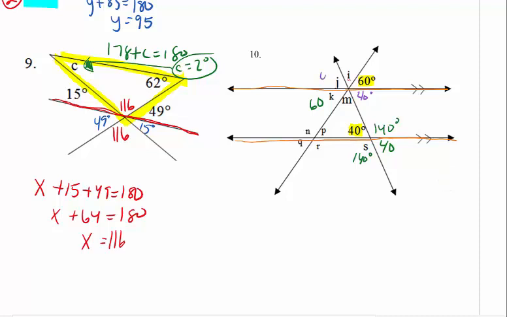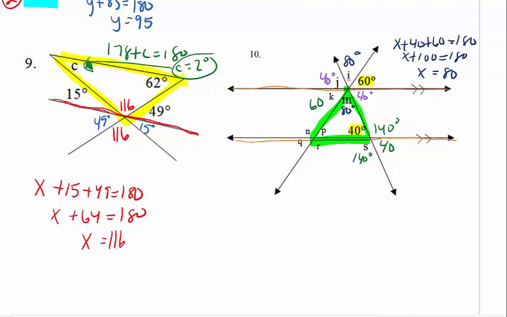So now I can go ahead and say that this is 40 degrees. And now that top orange line is a straight line. So that means 40 plus 60. So I have x plus 40 plus 60 equals 180. x plus 100. Subtract the 100. We should get that angle there is 80 degrees. That's a vertical angle. I now have my triangle.